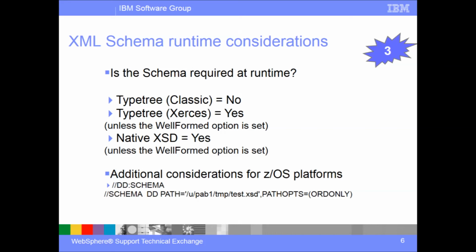There are 3 XML parsing methods available to TX, and it is sometimes confusing which ones require the XML schema to be available at runtime. When importing an XML schema using the classic importer, the resulting type tree will allow XML validation without reference to the schema at runtime. Both Xerces and native, that is using the XML porter with the Xerces option, or using the XSD directly in the card properties, will require access to the XML schema at runtime, unless of course the Xerces well-formed option is activated.